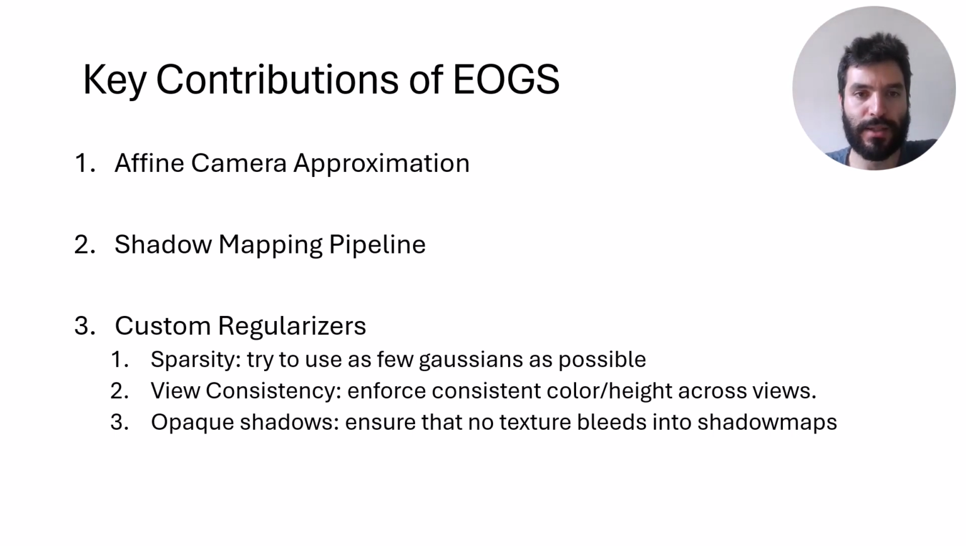Finally, three custom regularizers are employed. A sparsity-inducing one: try to use as few Gaussians as possible. A view consistency-inducing one: we enforce consistent color and height for small camera perturbations. Finally, EOGS asks for opaque shadows. We ensure that no texture bleeds into the shadow map.